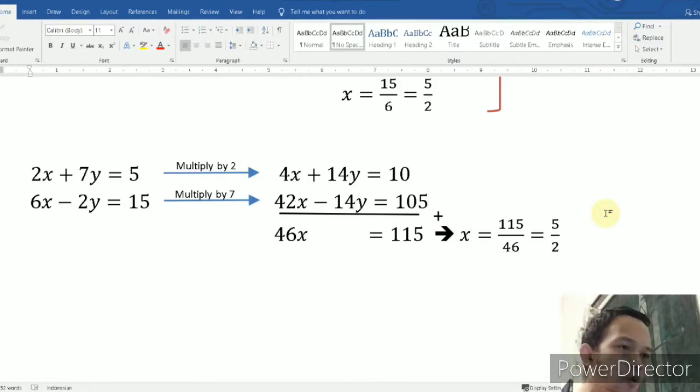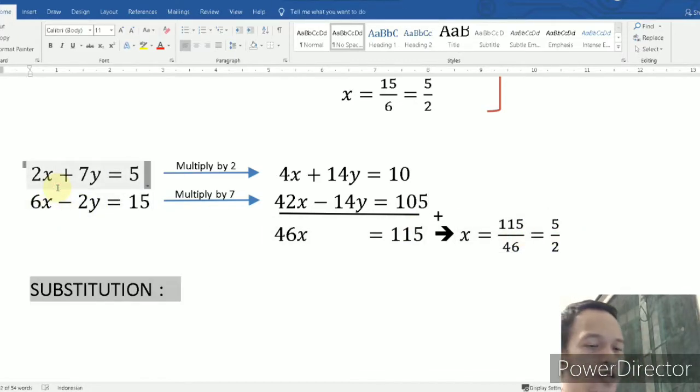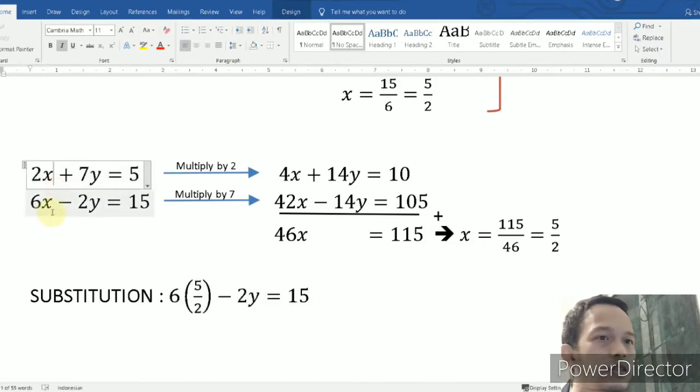So after we find the x by eliminating y, the next step is we substitute the x into one of these equations. So let's substitute 5 over 2 into one of these. For this one, I will use the second one also. Please keep in mind I can actually use the first one, but for this example, I use the second one. So I substitute the x into the second one.